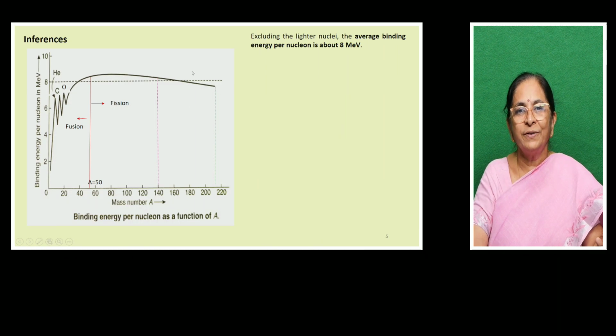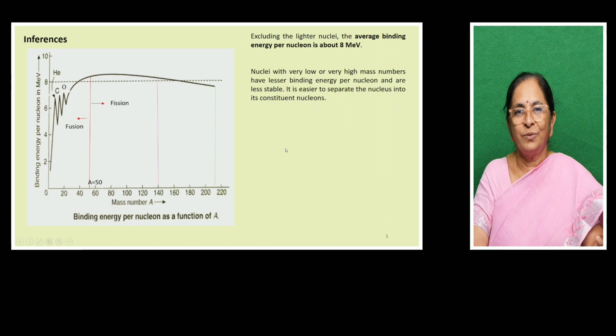If we take the average of this, we can say that if you leave the lighter elements, generally the average binding energy per nucleon is around 8 million electron volts. 8.8, 8.4, 7.6, the average is around 8 million electron volts. So if we keep aside the lighter nuclei, generally binding energy per nucleon is around 8 million electron volts.